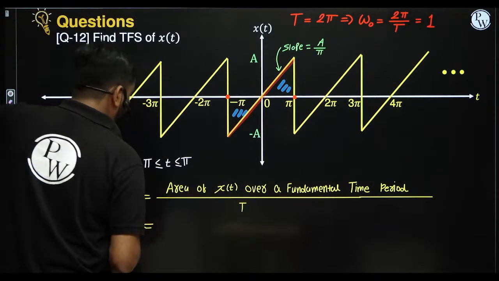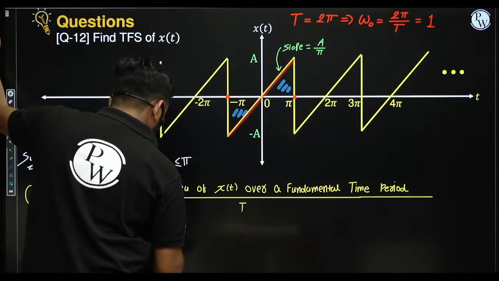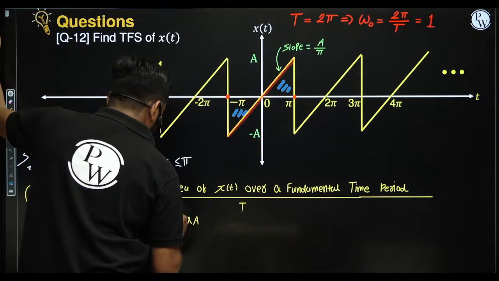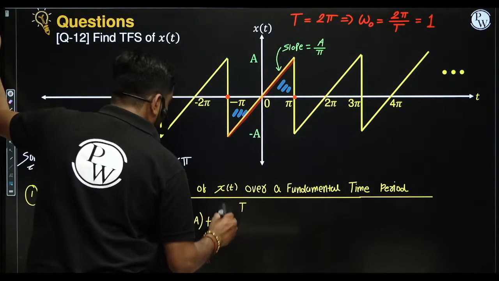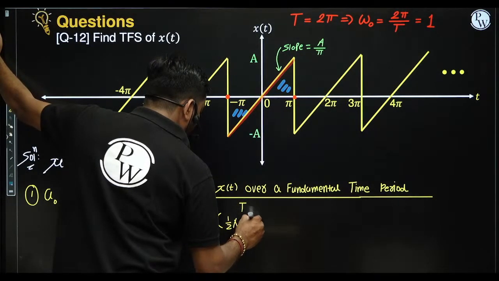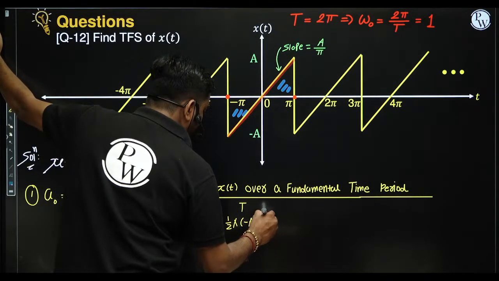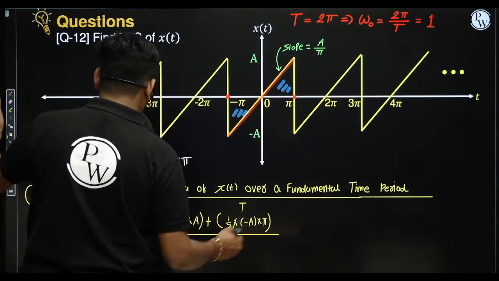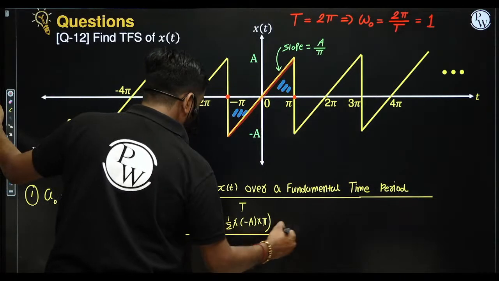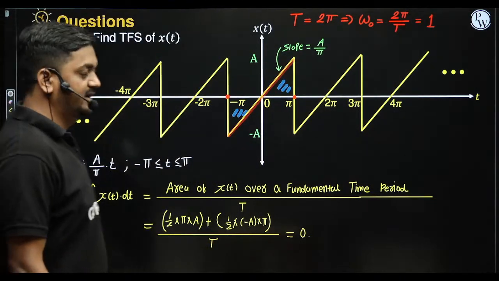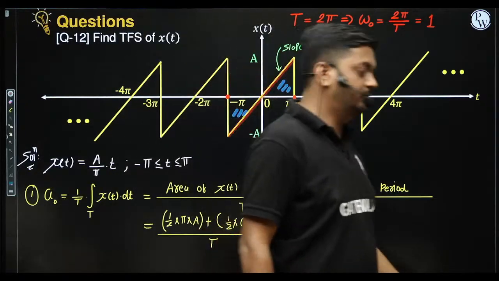Here we can write the area of the positive half cycle triangle, 1 by 2 into base pi into amplitude A, guys, correct? Plus the area of the negative half cycle, so 1 by 2 into amplitude minus A and base width pi, divided by the fundamental time period. So you can see here the area is 0, guys. Area is 0. Fine. That is the DC value is 0, because the area is 0.